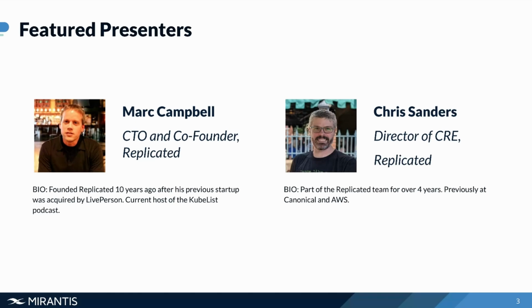I'm Chris Sanders, Director of Customer Reliability Engineering at Replicated. I've most recently also worked at Canonical, makers of Ubuntu, and AWS, Amazon Web Services. Between Canonical and Replicated, I've now spent the last 10 or so years shipping open source software specifically targeted at enterprise use cases. I'm particularly interested in sustainability and open source and enterprise use cases, which help fund the cycle of open source for all of us.